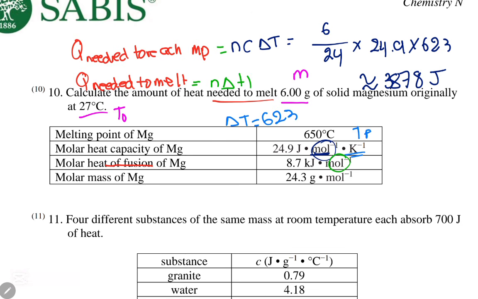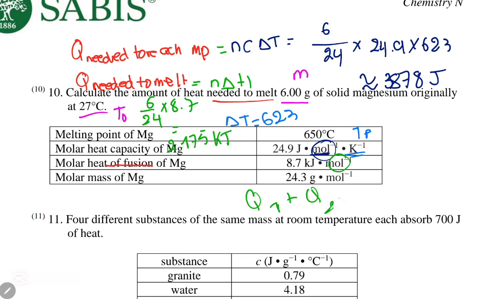Okay? So in this scenario, what's my number of moles? It's 6 over 24 times 8.7. What is it? 24, 8.7, right? So you put it on the calculator: 6 over 24 times 8.7. You're going to get an answer, which is 2.175 kilojoules.